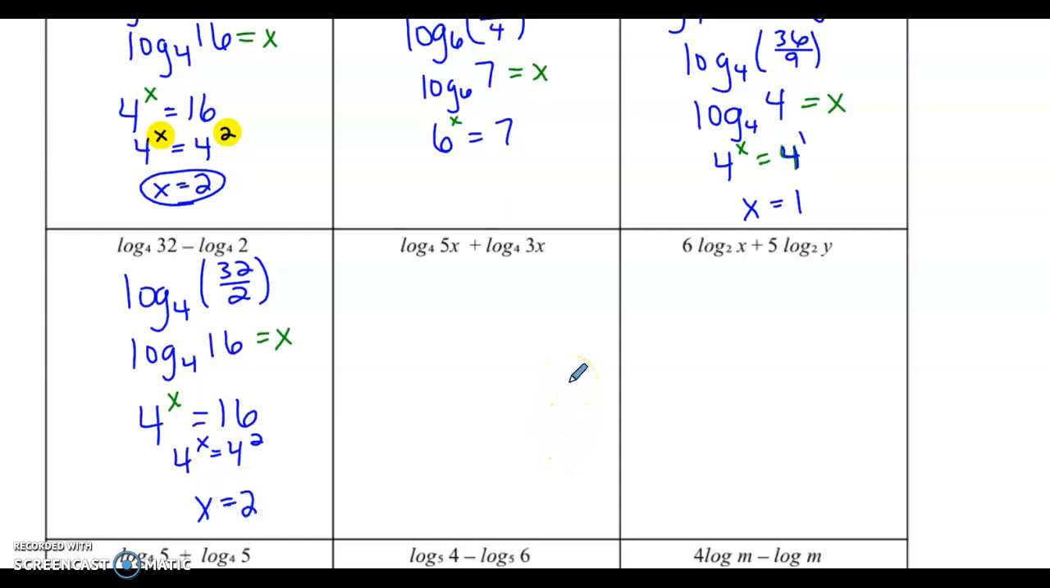All right, sometimes we'll have variables in there. You won't be able to evaluate these, but we can still rewrite them as a single logarithm. So since we're adding, we want to multiply, the product property.